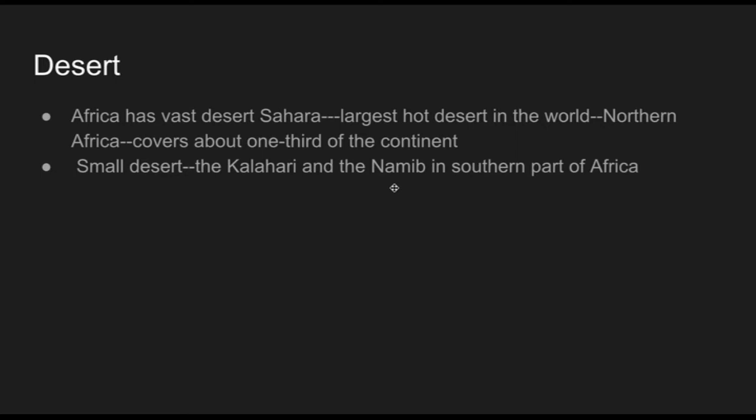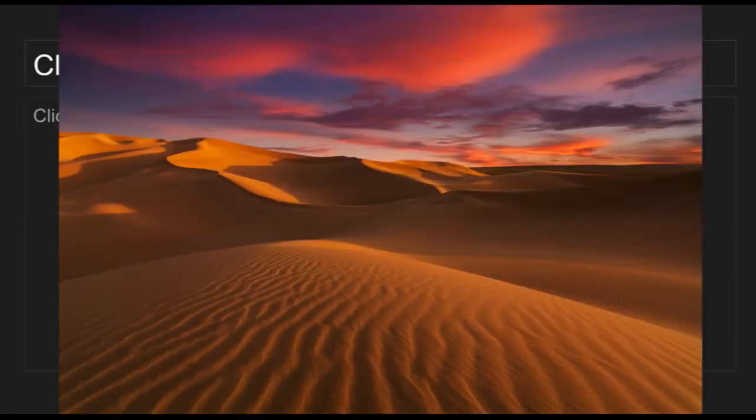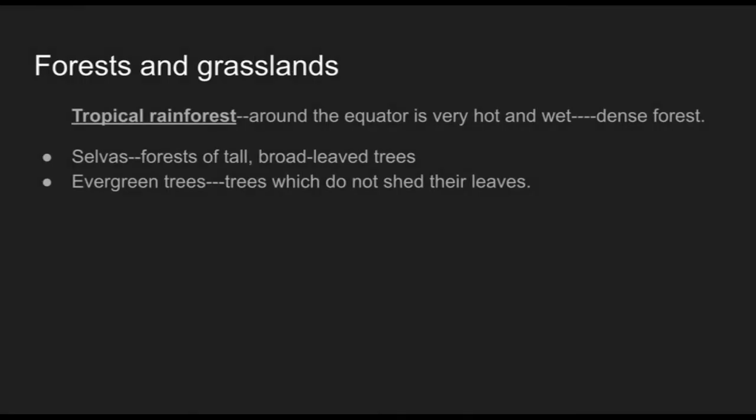Which is the largest desert? The Sahara desert, in Africa. Which side? The northern side. It covers 1/3 of the continent, and most of the places are hot and dry except the places near the Mediterranean Sea. And which are the smaller deserts in Africa? Kalahari and Namib, in the southern part of Africa. Is it much clear about the desert area? Okay, then this is the Sahara desert. And next, about the forests and grasslands, the vegetation of Africa.